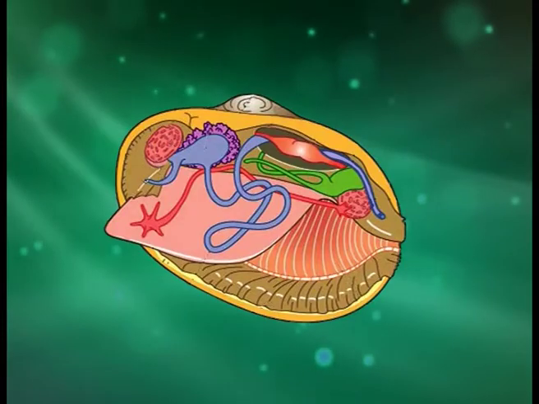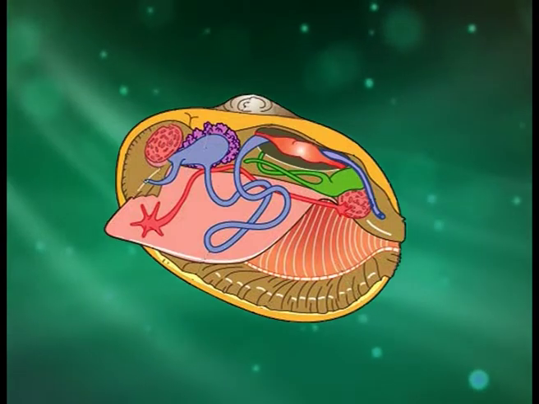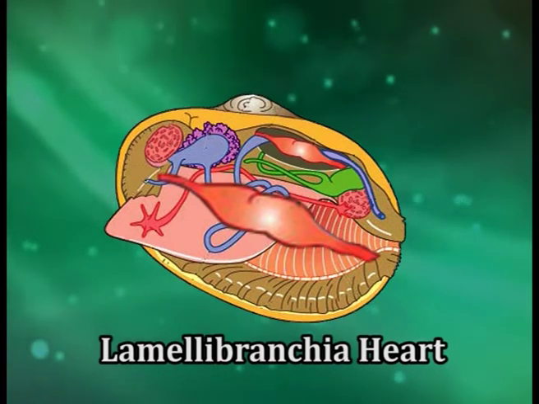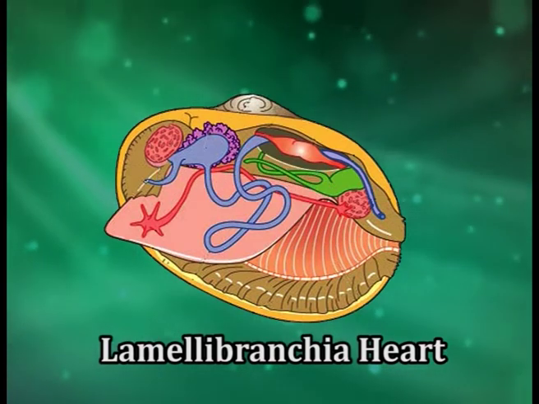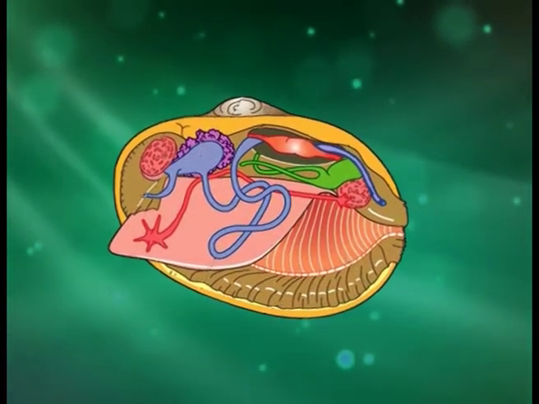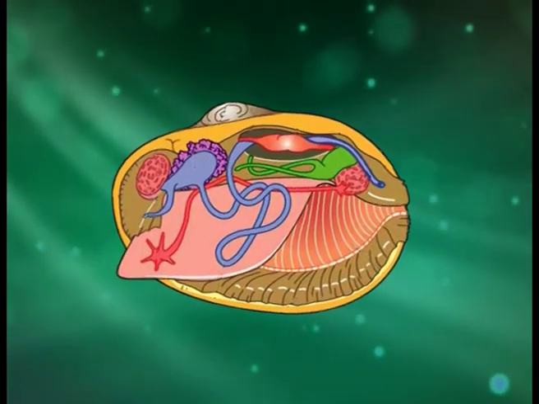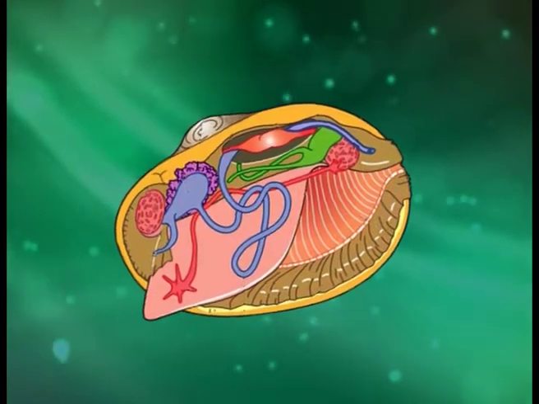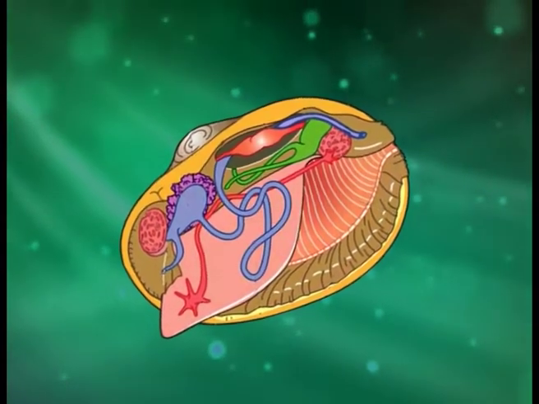The heart is placed dorsally just below the hinge and is surrounded by a large pericardial cavity. It consists of two auricles and a ventricle which, as already mentioned, extends around the intestine. The renal organs consist of a pair of glandular tubes underneath the pericardium. In almost all the cases, the sexes are separate, but a few forms are hermaphrodite also.